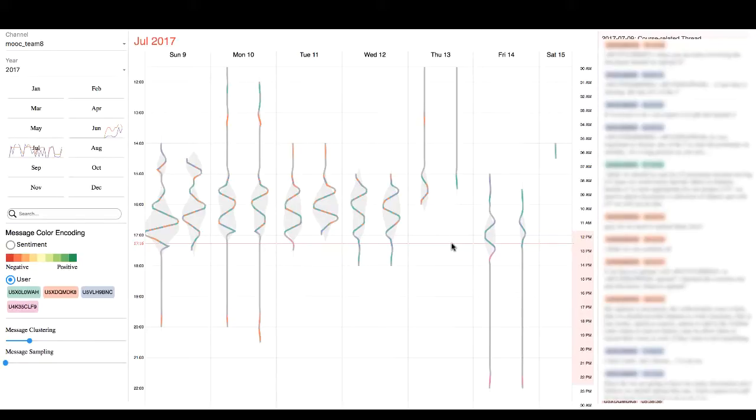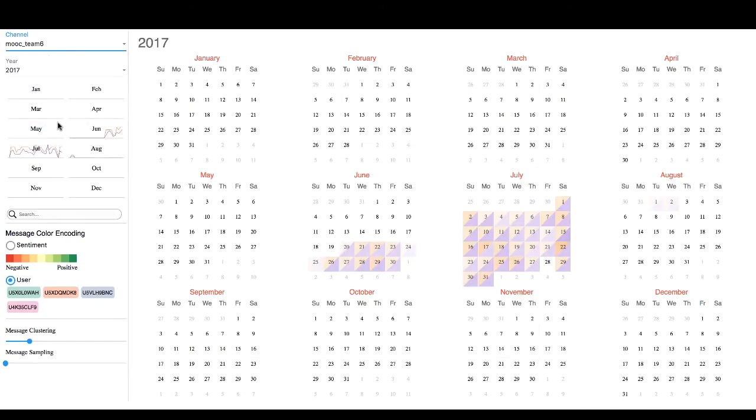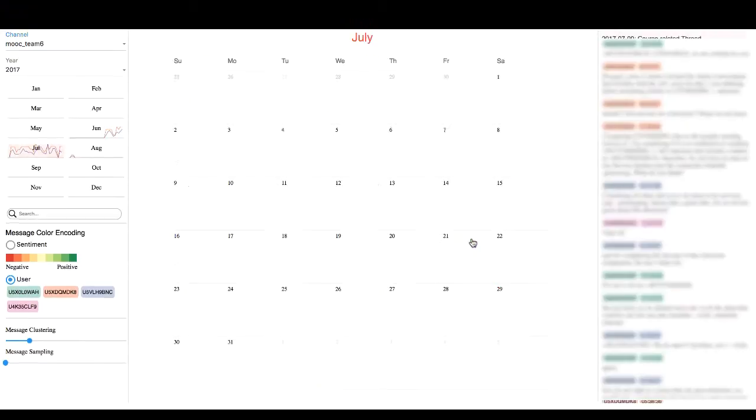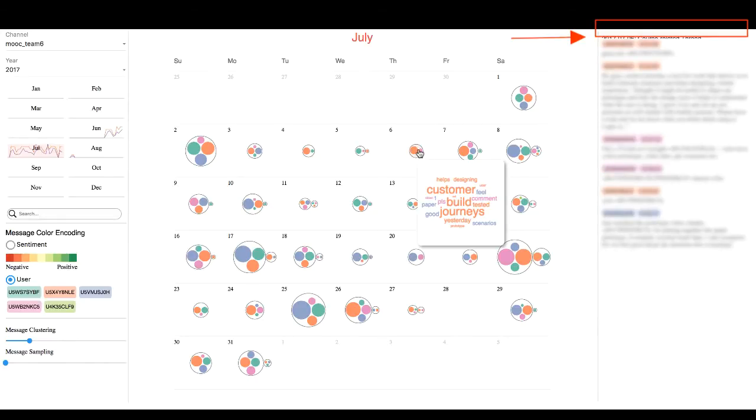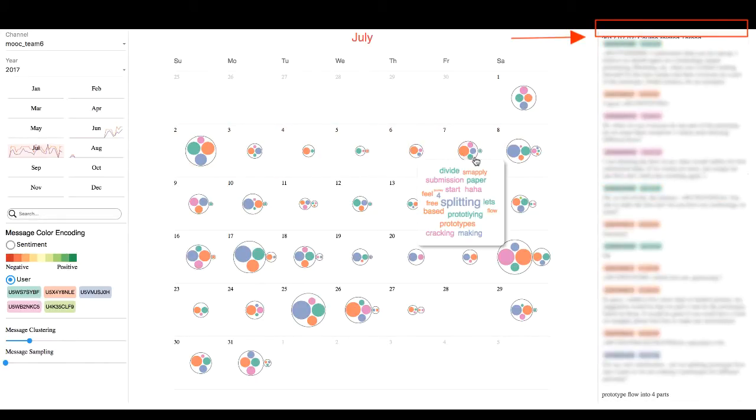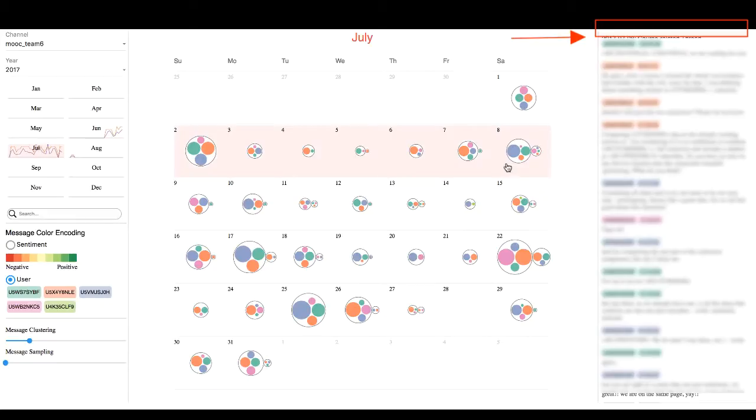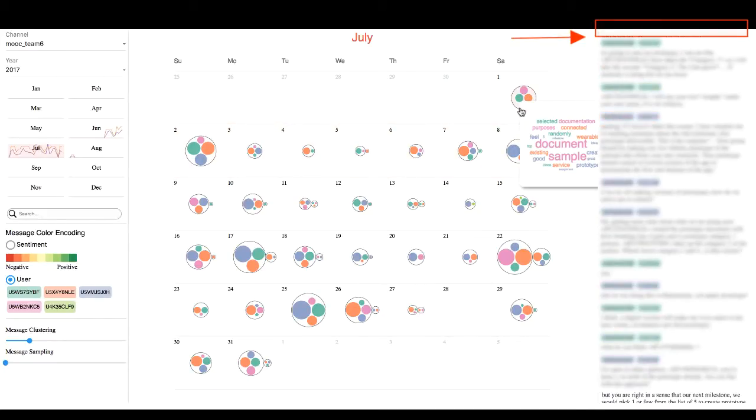To compare communication patterns between different teams, we switched to Team 2 and also inspected their activities in July. We observed that some days only have 1 thread, indicating it's either a course-related or chatting thread. For the days with 2 threads, the message volumes of these threads are quite different. We click some threads and examine the content in the detail panel. We find that most messages are course-related. Compared to Team 1, it's interesting that they have distinct conversation styles.